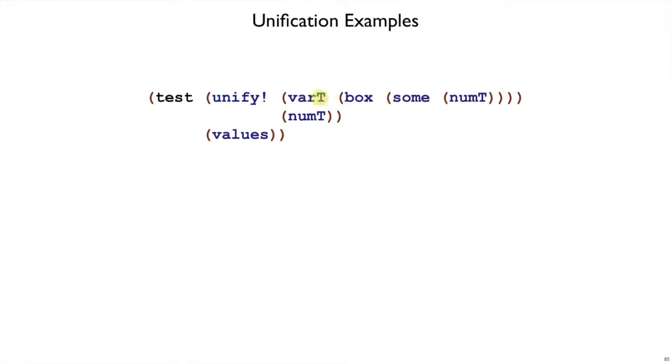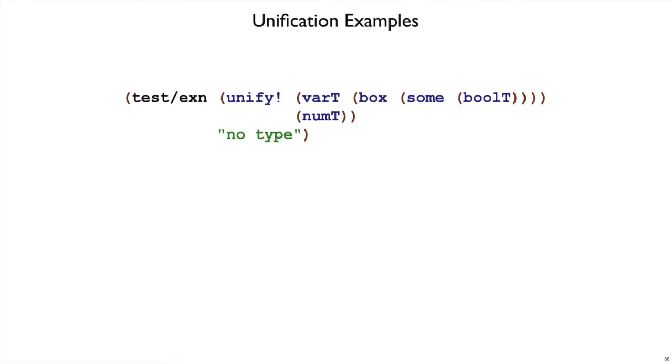If the variable already has been assigned some type, here assuming it's been assigned the type numt, then unify will have to compare that to the type that is given as a second argument. In this case, numt matches up with numt, so it succeeds with 0 results. But if we had previously assigned bool t to be the type for var t, now this bool t is not consistent with numt, and unify is going to complain.